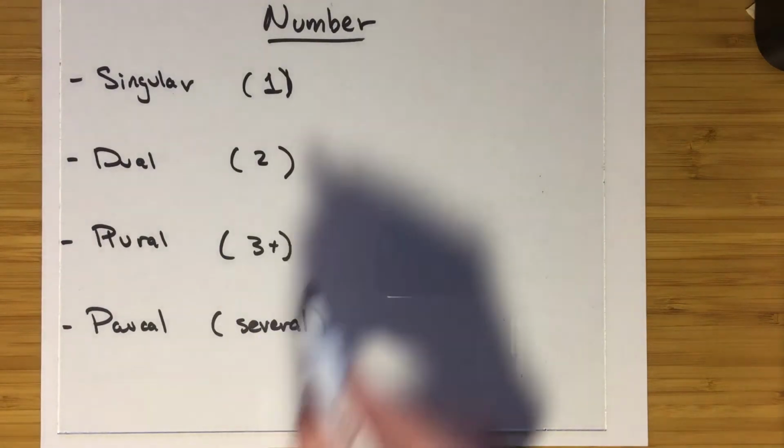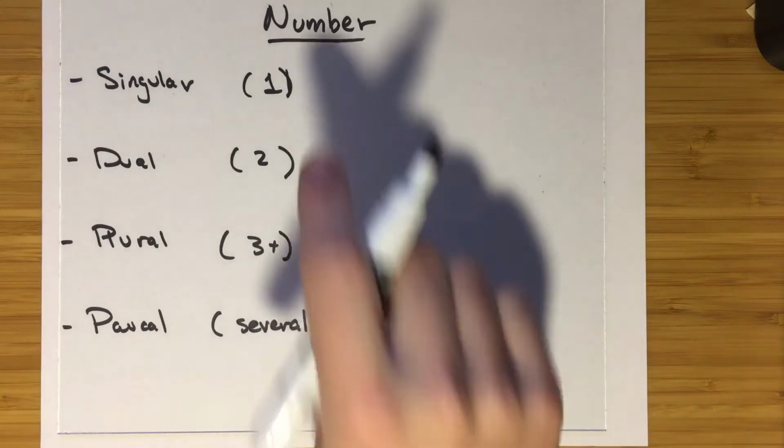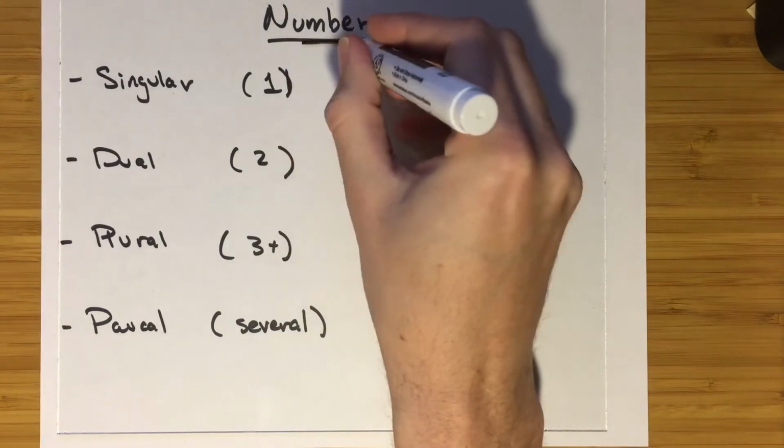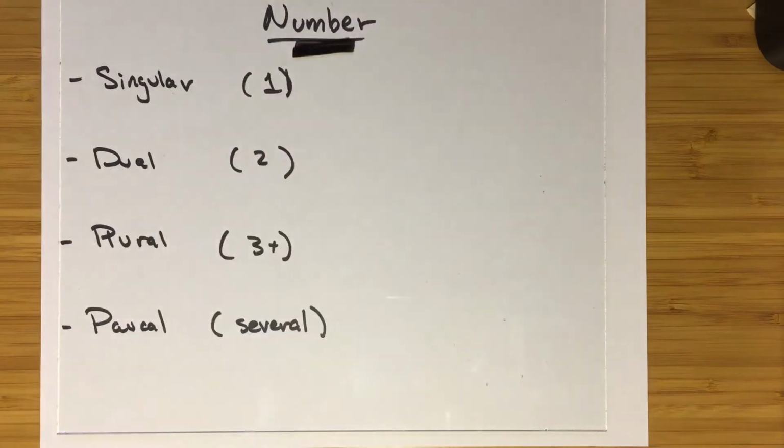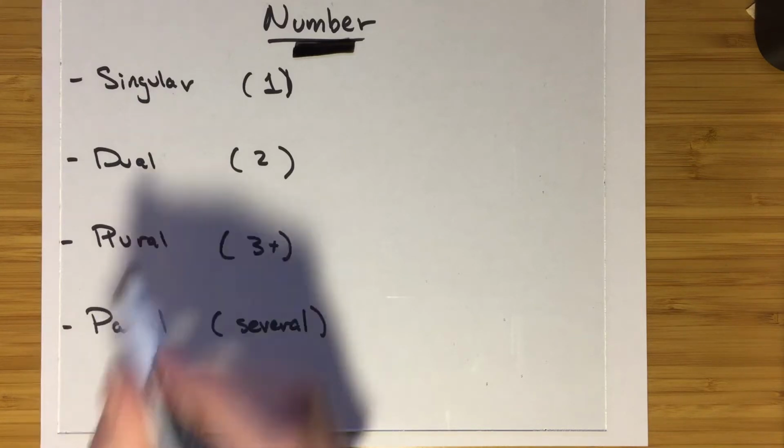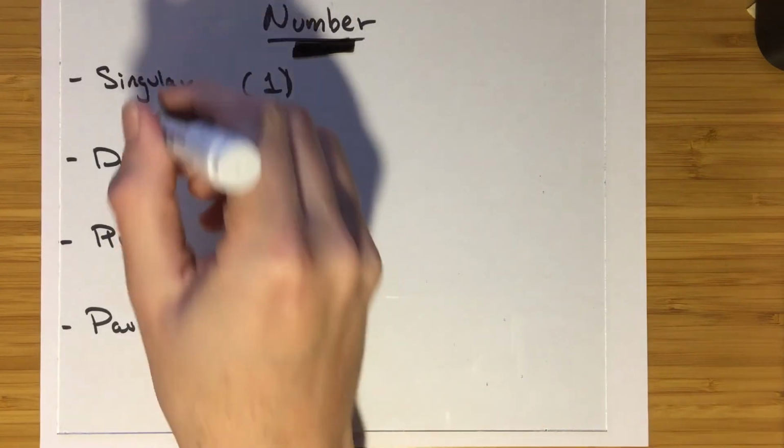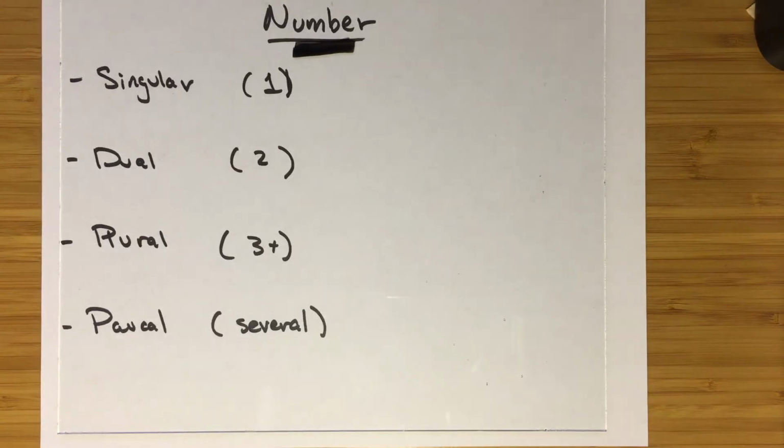In this video, we're going to talk about another grammatical category. That's number. Generally applies to adjectives and nouns, and also it can apply to verbs in a lot of situations. So we're going to talk about some common numbers and also generally what number is.